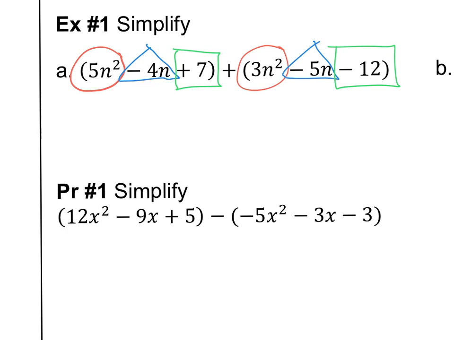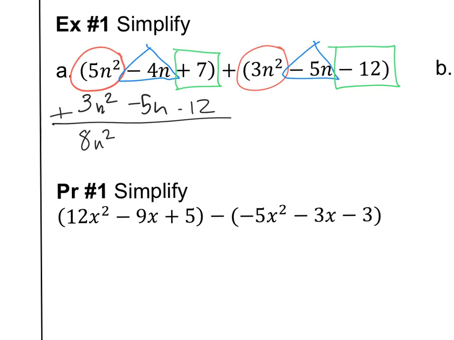So what I like to do then is just line up my like terms. So I got 5n squared and 3n squared, negative 4n and negative 5n, and 7 and negative 12. These are all like terms. And since I'm adding, I'm just going to go ahead and add. 5 plus 3 is 8, and I just make that n squared.